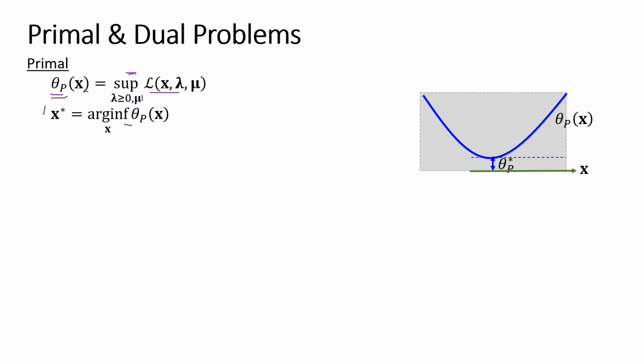This schematic shows theta p of x, the blue curve. And remember that in the infeasible region, theta p of x is infinite. So let's pretend that the left side and right side of this shaded region are infeasible. Then theta p of x would go to infinity on both sides, and it stays equal to the objective function in the feasible region. So this blue curve also represents part of the objective function. And this is the minimum of the primal function, theta p, and that's theta p star. So in other words, this point here will be x star.